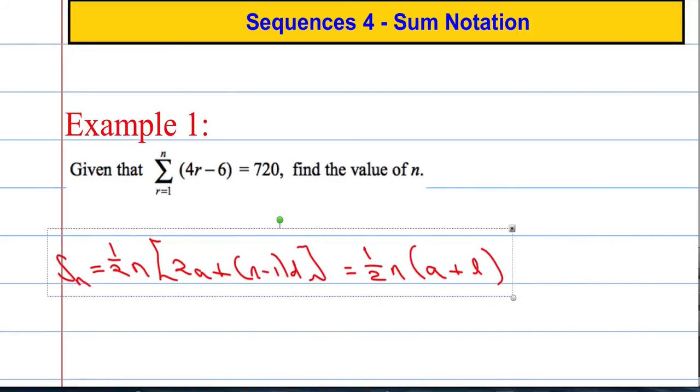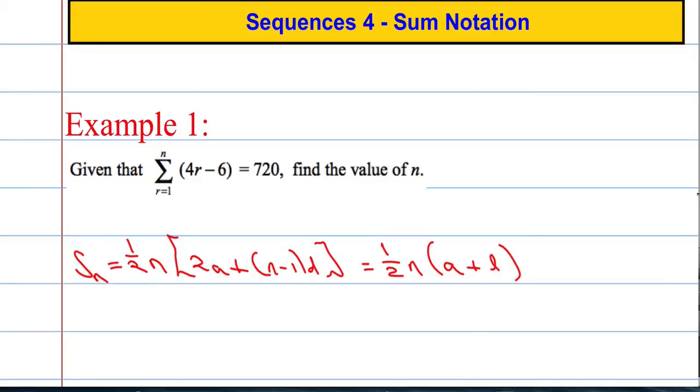And what I'm going to do is, I know that if I add up this series, I should get 720. So if I add up this series and I stop at the nth value, it should be equal to 720. Now I'm asked to find the value of n. There's 2 ways we might go about this. I'm going to actually use this formula here. So let's see how we might do that.